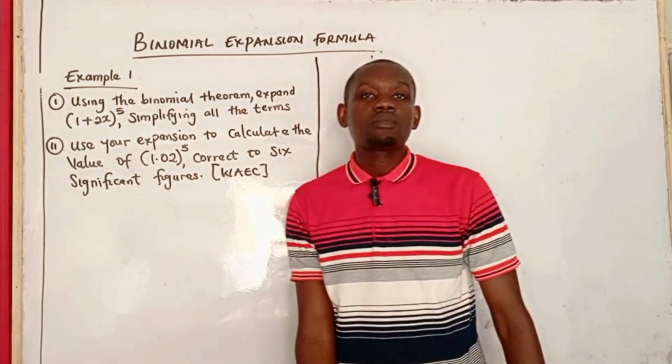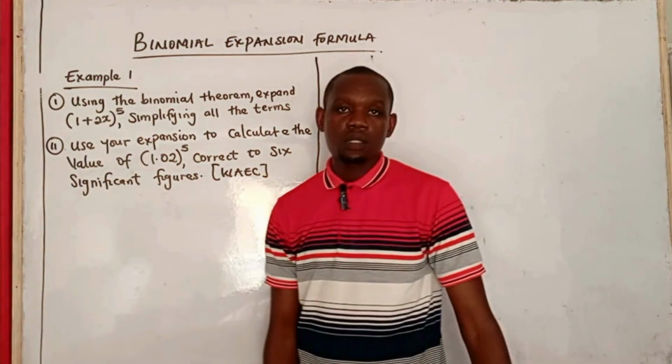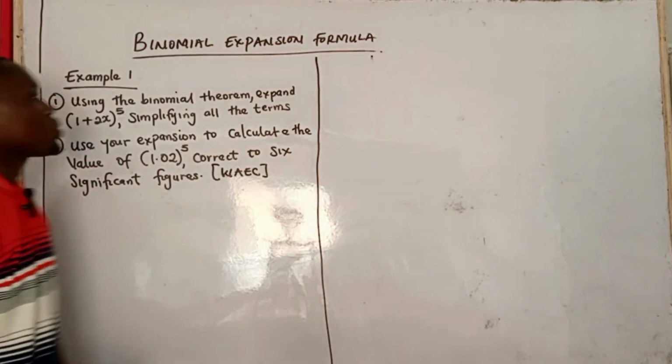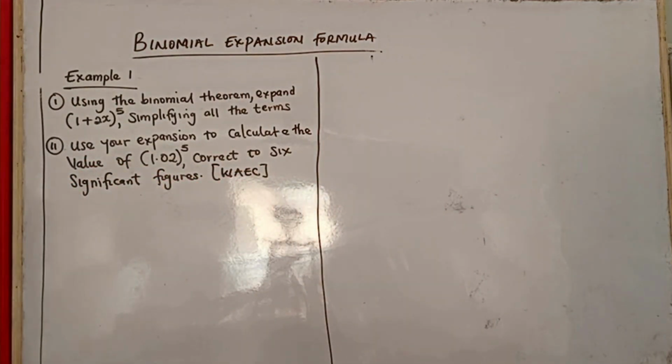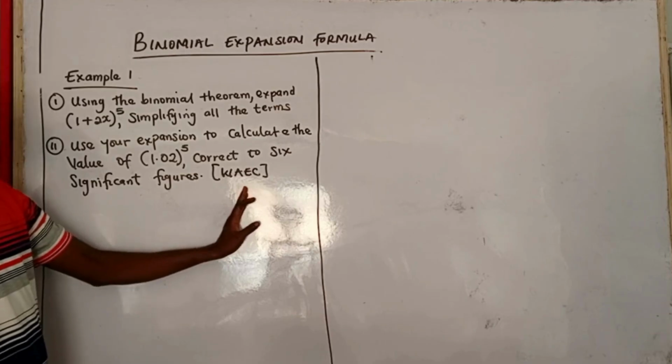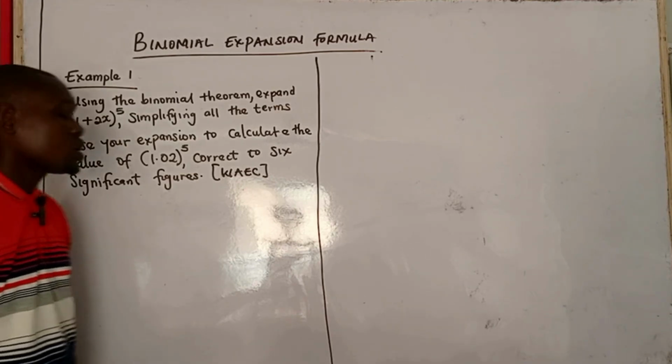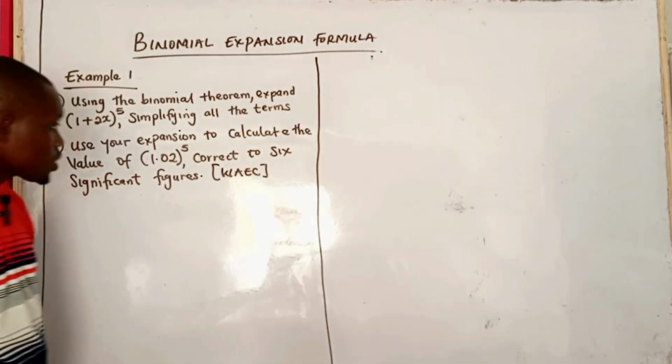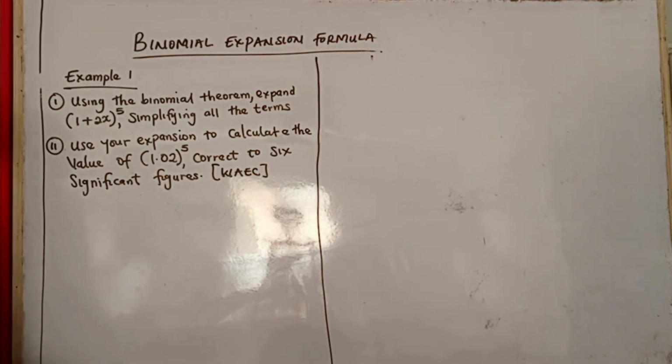So without wasting much of our time, let us look at the number one question. If you look at what we have on the board, the question is, using the binomial theorem, expand (1 + 2x)^5, simplifying all the terms. And then question number two is, use your expansion to calculate the value of (1.02)^5 correct to significant figure. This question is adopted from a past WAEC examination. So without wasting our time, let us look at the number one.